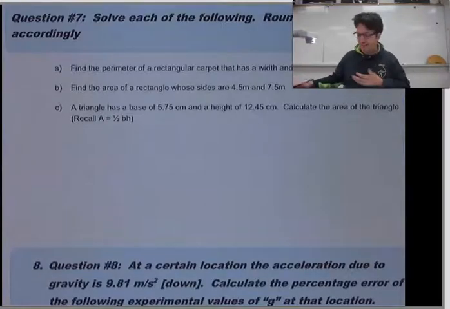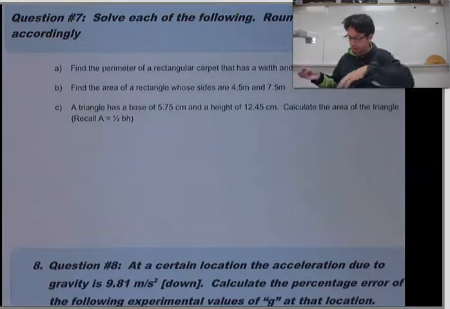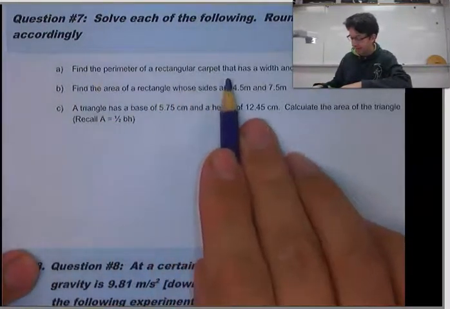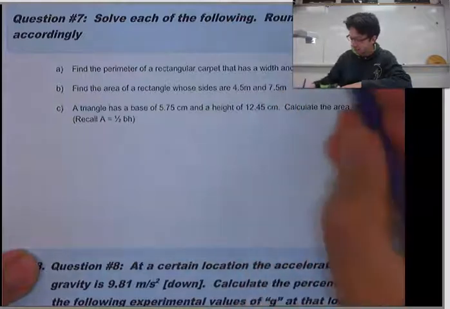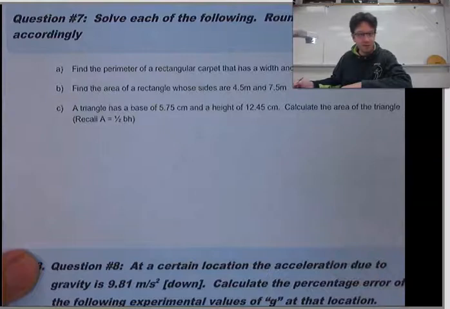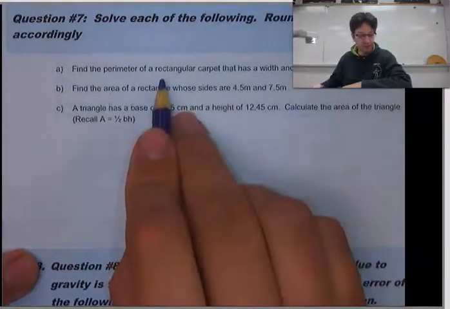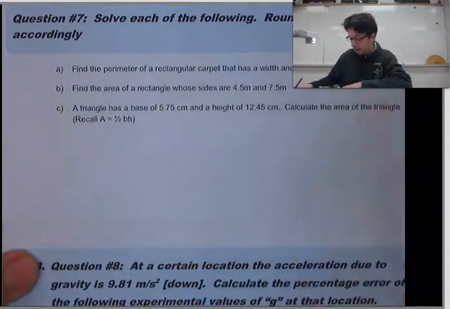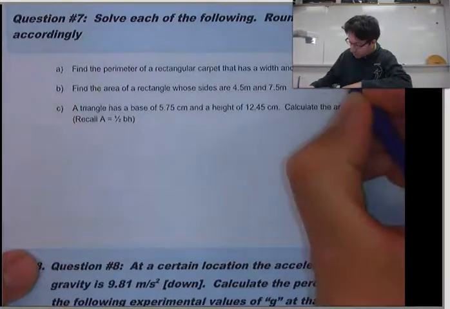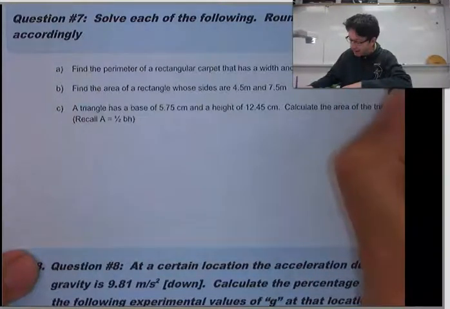Question 7 is an actual practical example. So here it says, find the perimeter of a rectangular carpet that has the width and length of 3.56 meters and 4.5 meters. So remember, these are measurements. Somebody measured the carpet. And obviously it looks like they used different measuring devices, because this person who measured the width was a little bit more accurate than this person.